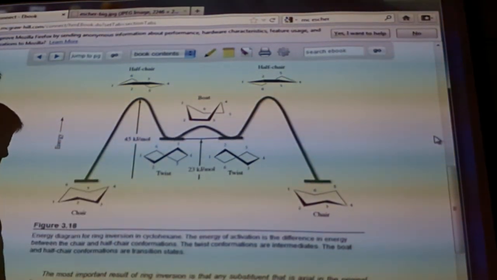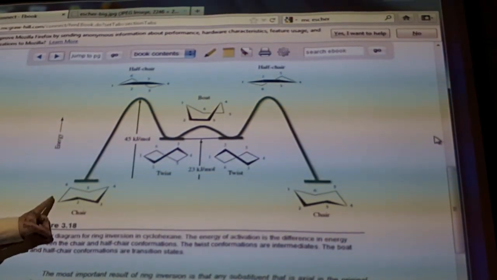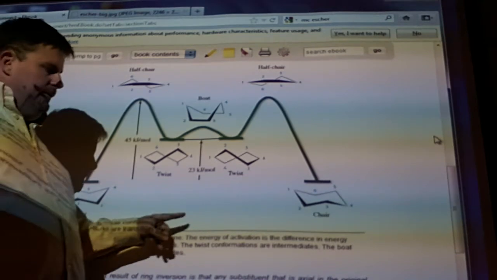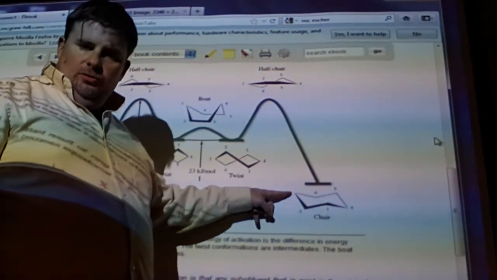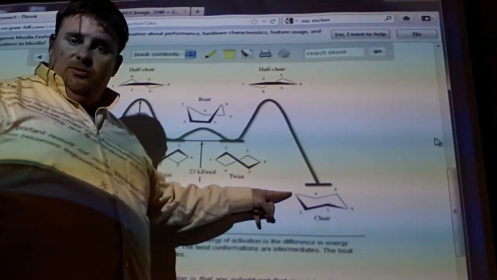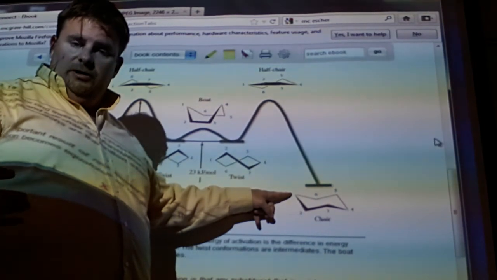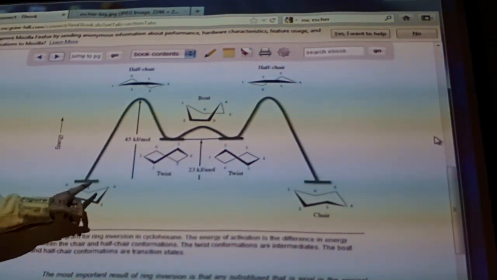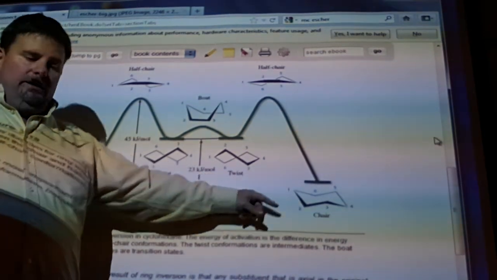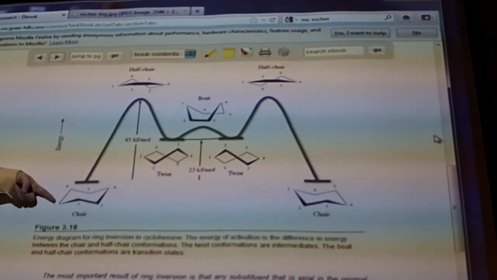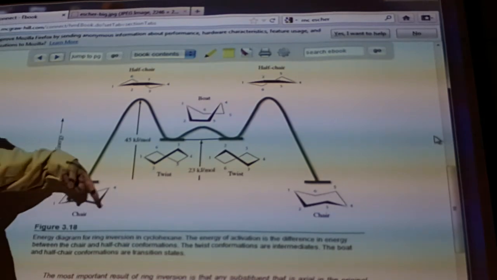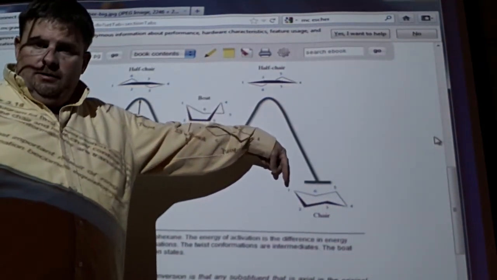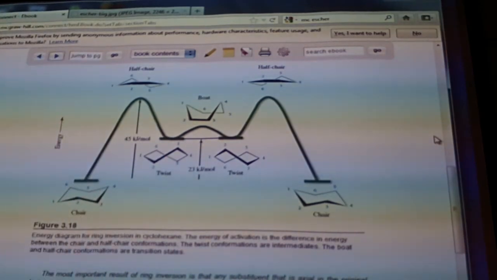If there are substituents here, say there is a chlorine that's in the axial position on 1, where's that going to be when this inverts? It's going to be in the equatorial position. Everything that's axial will be equatorial. Everything that's equatorial will end up being axial. So over here, if this is axial, it's going to be equatorial on the other side. If this is equatorial over here, when this inverts, it's going to be in the axial position on the other carbon.